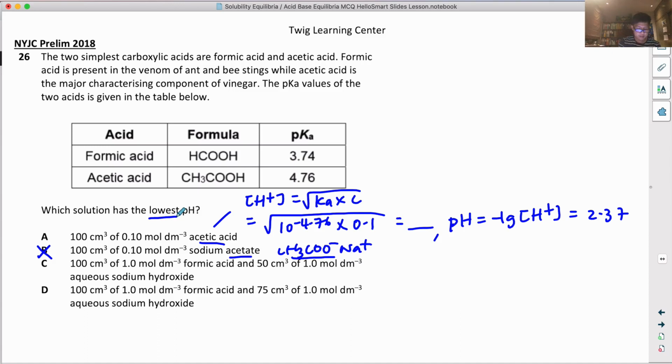Okay, let's look at C and D. I'm going to just show you the shortcut of how I would do it. So I know formic acid is this. I put HCOOH. So it's going to react with sodium hydroxide. So the graph will look like this.